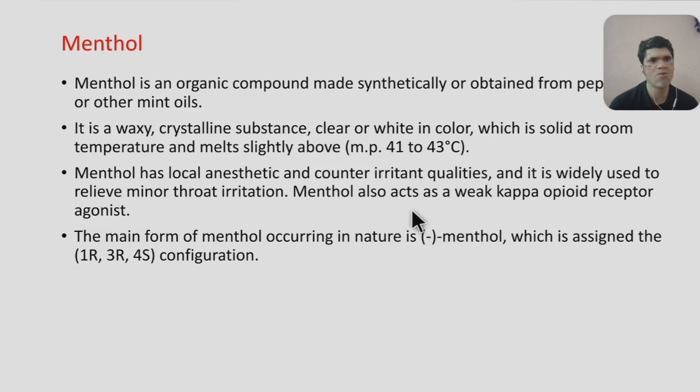So that is levorotatory. Levorotatory means when plane polarized light is passed through menthol, it will rotate the plane of that polarized light towards the left side. Hence it is levorotatory, which is assigned 1R, 3R, 4S configuration. So this is R and S configuration assigned, and it is 1R, 3R, 4S configuration.